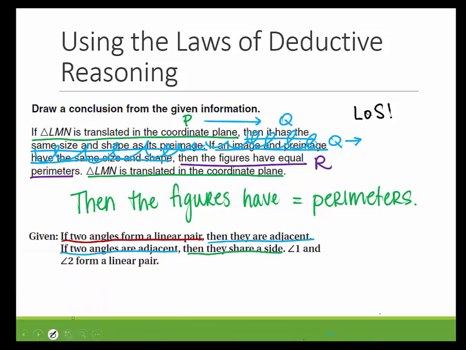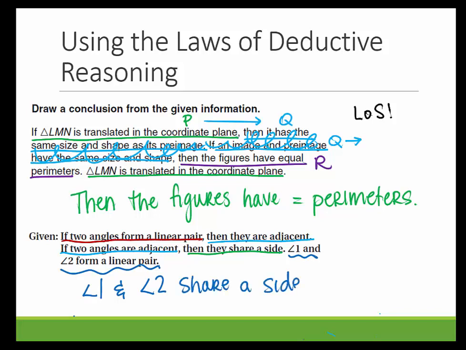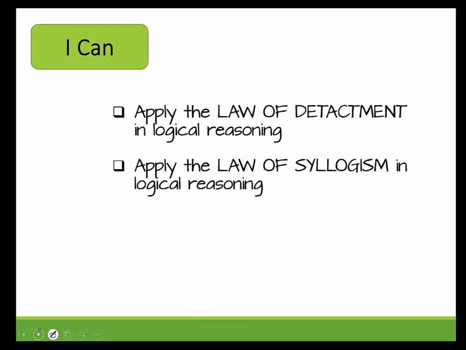So then they give us a specific example and say angles 1 and 2 form a linear pair. So if I come back up here, the law of detachment tells me that these follow all of these patterns. So I know angle 1 and angle 2 share a side. So that was using our laws of deductive reasoning. You should be able to apply the law of detachment and apply the law of syllogism.